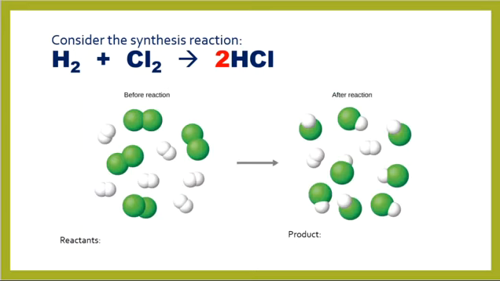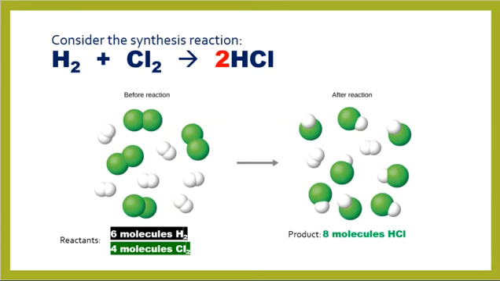Here is a molecular view of this reaction. On the reactant side, we have 6 molecules of hydrogen and 4 molecules of chlorine. Remember, both of these elements exist as diatomic molecules. The white molecules represent hydrogen and the green molecules represent chlorine. You can attribute the size difference to their difference in atomic mass. After the reaction on the product side, you can see that we have 8 molecules of hydrogen chloride. Notice how on the reactant side, you have fewer molecules of chlorine than you do hydrogen.